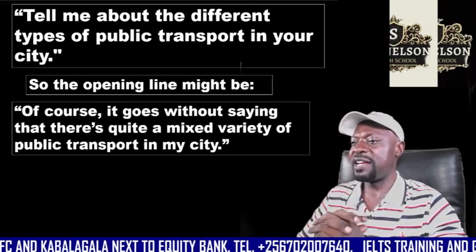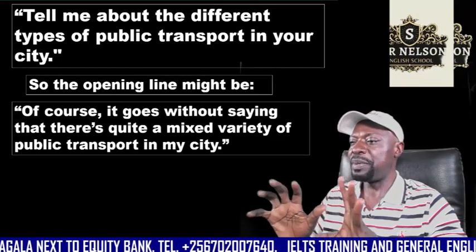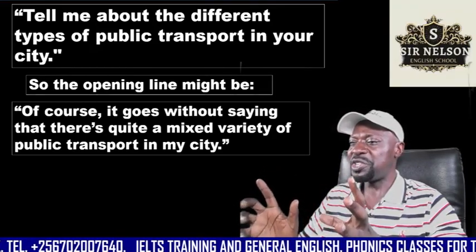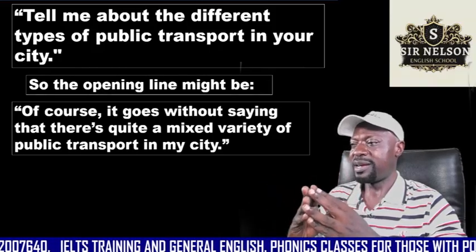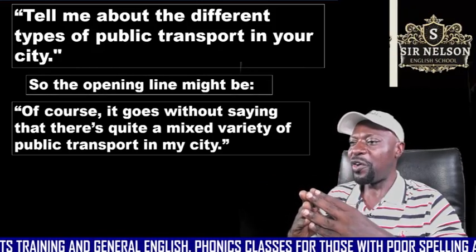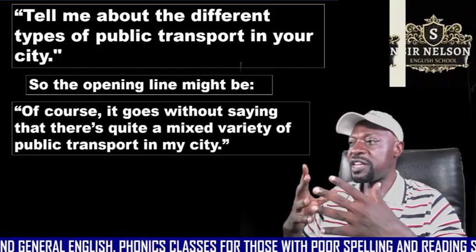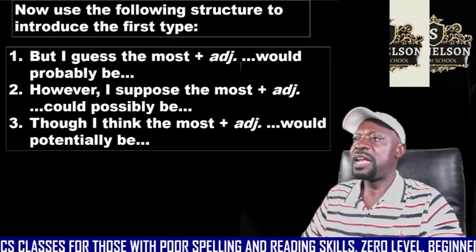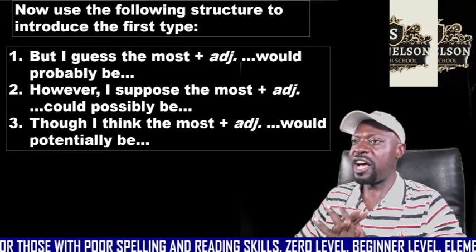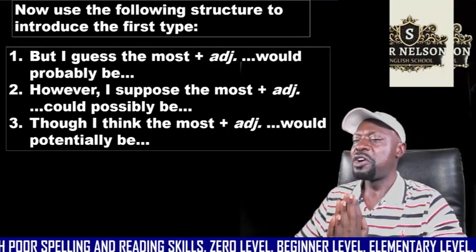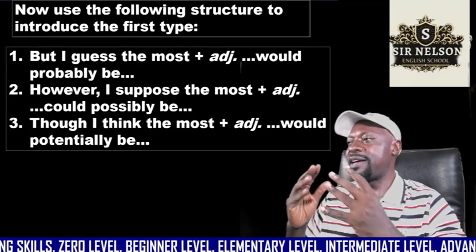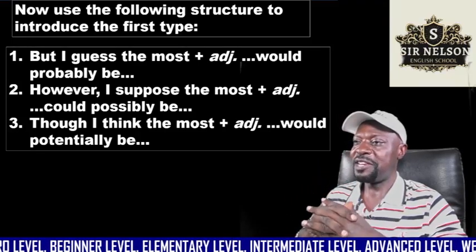That's a beautiful sentence. You have produced a complex sentence. You have used a linking device. Just producing this sentence alone will show that your English is good. If it is the IELTS, you score highly. Now use the following structure to introduce the first type. Remember, you are describing the type of transport in your country.